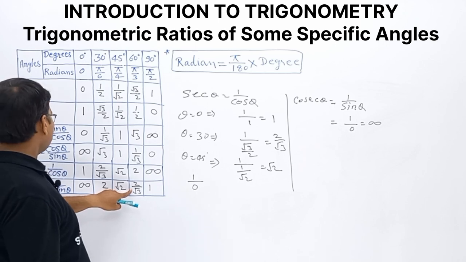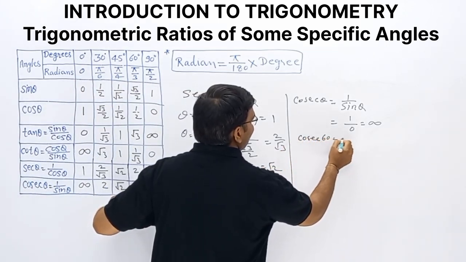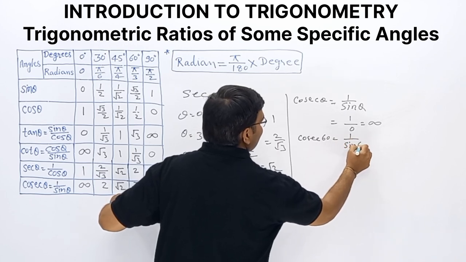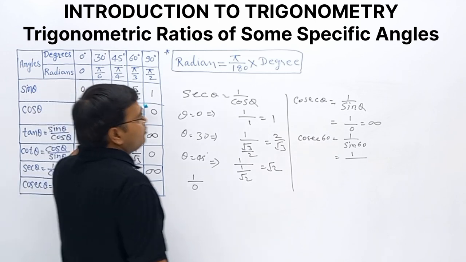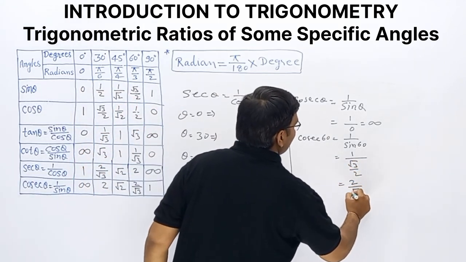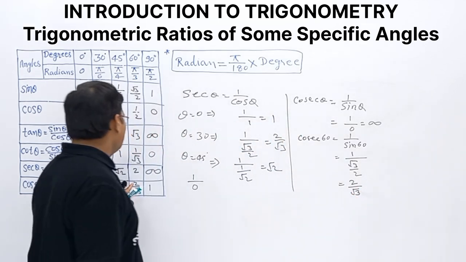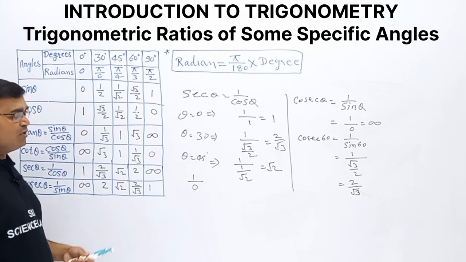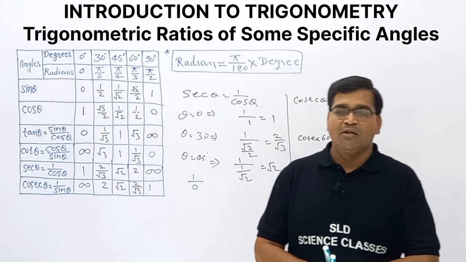Or we find it by using the formula. Observe this one. Cosec 60 will be what? 1 upon sin 60. What is the value of sin 60? Sin 60 is what? Square root of 3 by 2. Solve this one. We are getting 2 upon square root of 3. Yes or no? 2 upon square root of 3. So this is the way of finding all these values.